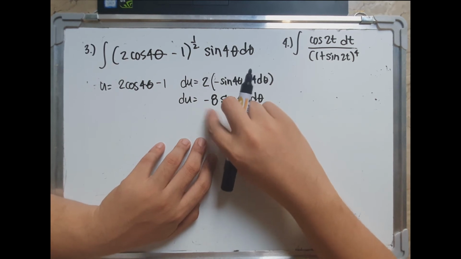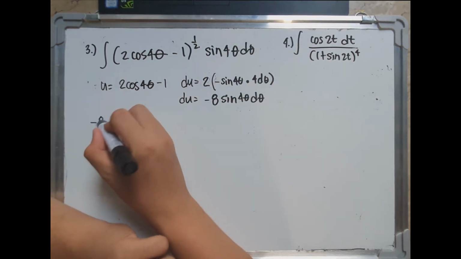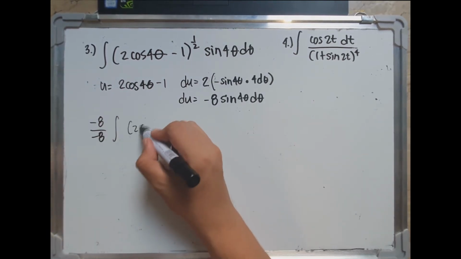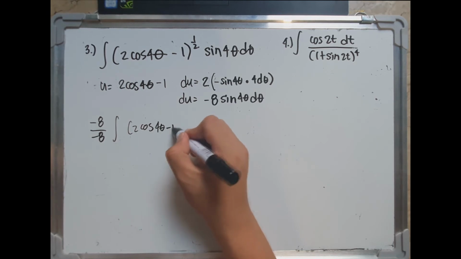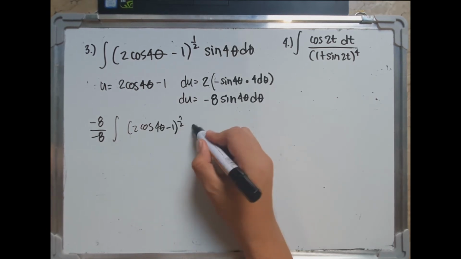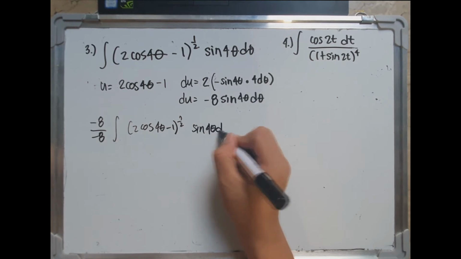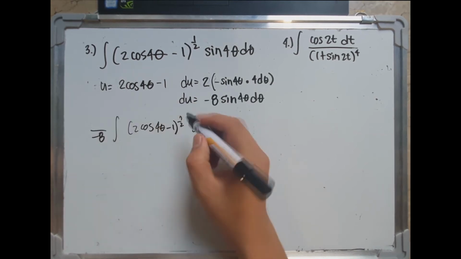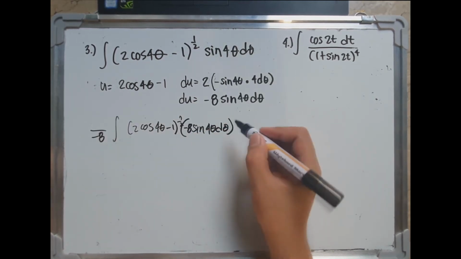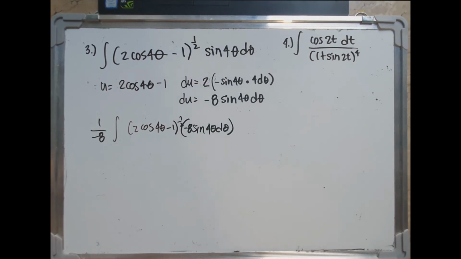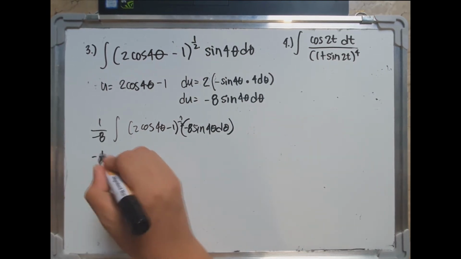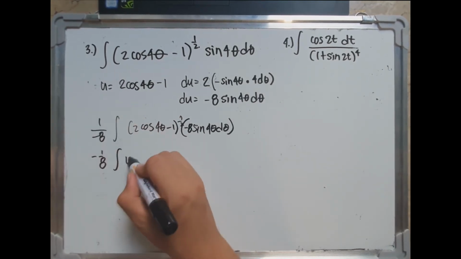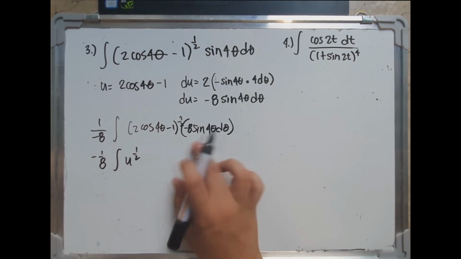So we will be correcting this one by multiplying negative 8 over negative 8. Integral of 2 cosine 4 theta minus 1 raised to the power of 1/2, and we have sine 4 theta d theta. Now, placing this negative 8 inside, we replace it with 1. So we now have negative 1 over 8. Integral of, this is the u, obviously, raised to the power of 1/2, and this one is the du.